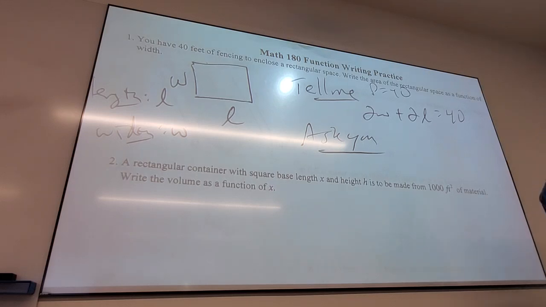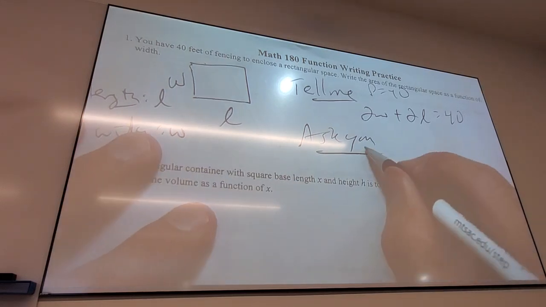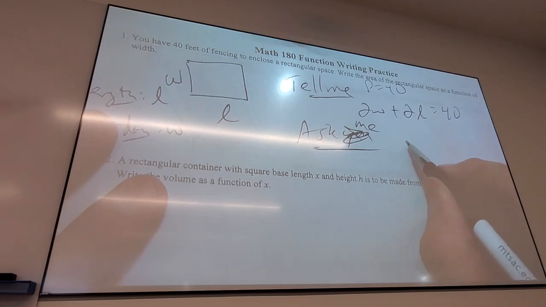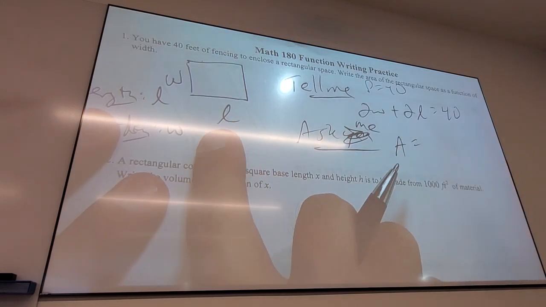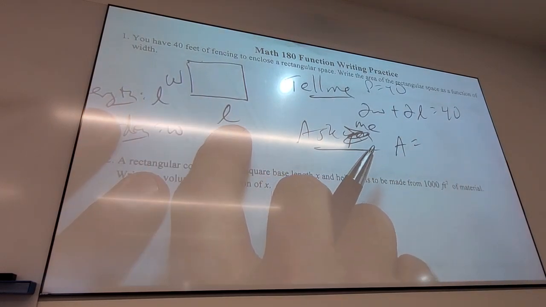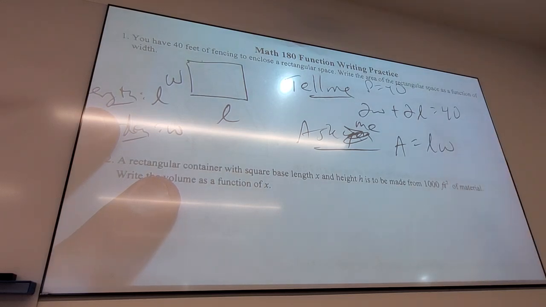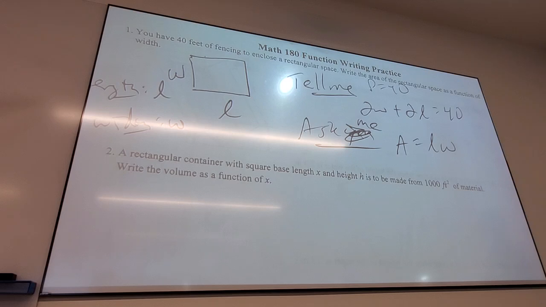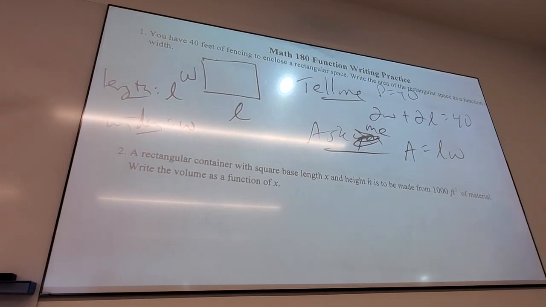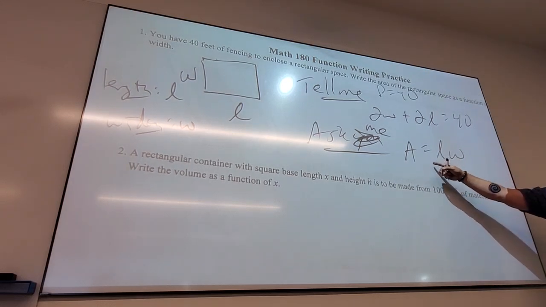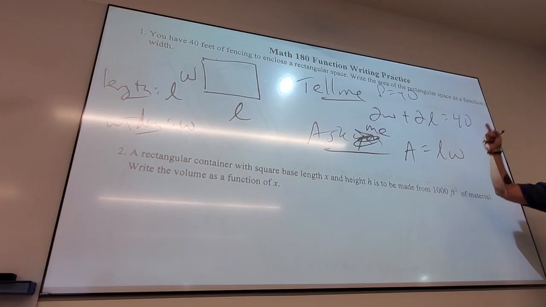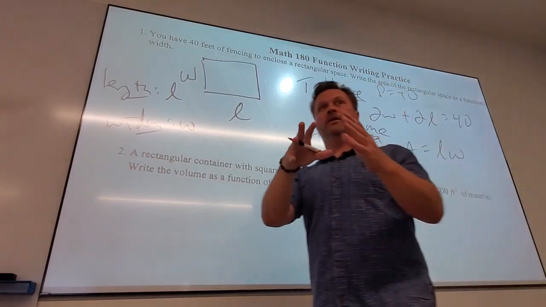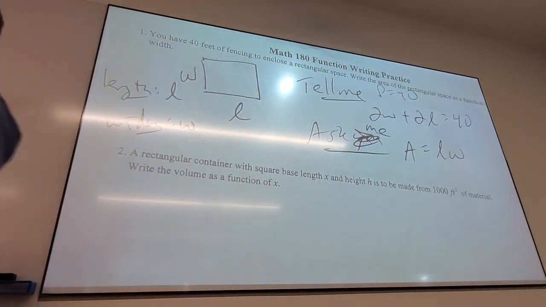What are they asking me? Area. And what's the area from just the picture? Length times width. I want the area as a function of width. At the moment, what is the area a function of? Length and width. I want it as just a function of width. So what letter do I want to get rid of? L. I want to get rid of L, correct?